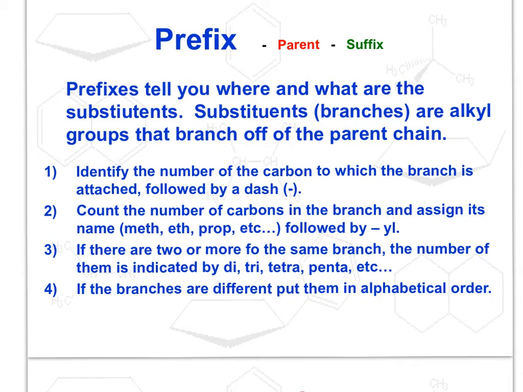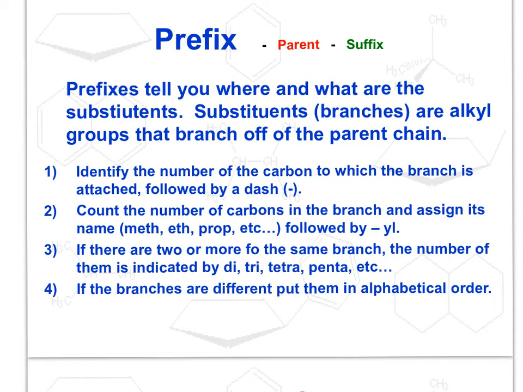The way that you would name that, if you have a branch coming off, first you would identify the number of the carbon to which the branch is attached. So on the main chain, which carbon has the branch coming off of it? You write that number down and then follow that by a dash. Then you count the number of carbons in the branch and assign its name. If it's a 2-carbon branch, for example, then you do eth. If it's 1, meth. If it's 3, prop, and so on. Then you follow that by yl.